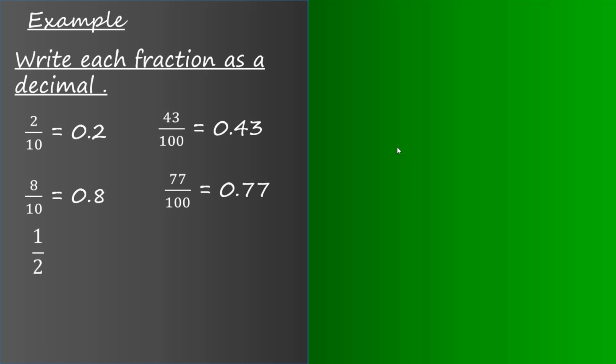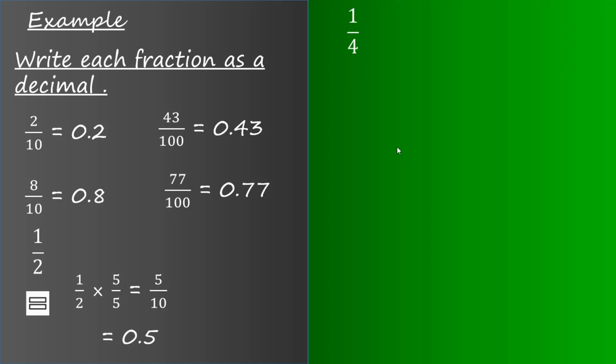But if we have a fraction like 1/2, how can we write the decimal form? Just ask yourself, how can we make 10 the denominator? Just multiply this fraction by 5. So it will be 5 over 10. We can write it as 0.5.